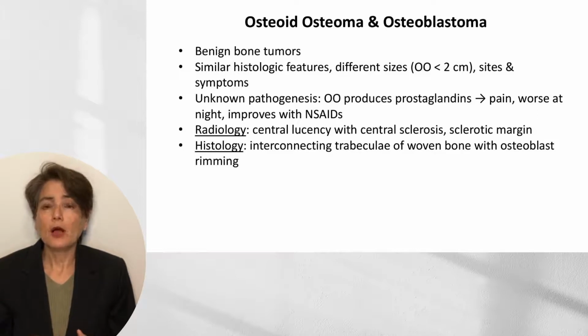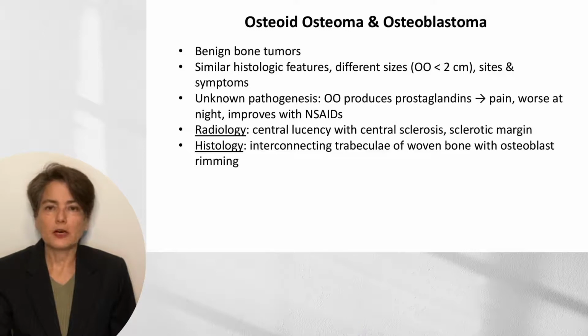So one thing we know about osteoid osteomas is that they produce prostaglandins, which cause pain, which is typically worse at night, and they respond beautifully to nonsteroidal anti-inflammatory drugs. By contrast, osteoblastoma, which also can be painful, does not have a significant response to NSAIDs. We don't know the pathogenesis of these lesions. Radiologically, we're going to have a targetoid appearance with a central lucency with a central sclerotic nidus, so a little target at the middle, and sclerosis on the rim, and I'll show you an image of that in a moment. Histologically, we have interconnecting trabeculae of woven bone with abundant, somewhat unusual appearing osteoblasts because they're very revved up.